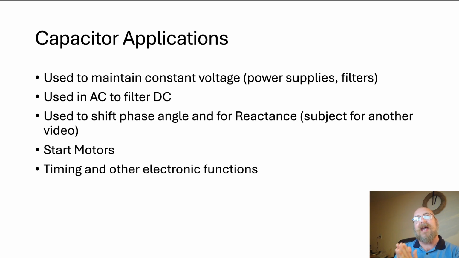And the effect of that, and we'll get into this in another video on reactance, is that it actually shifts the phase angle of an alternating current. And it provides a resistance essentially to an AC circuit called reactance as a result of that kind of forcing it through that item. And we'll talk about that. That's a subject for another video on reactance. So we'll get into that there.